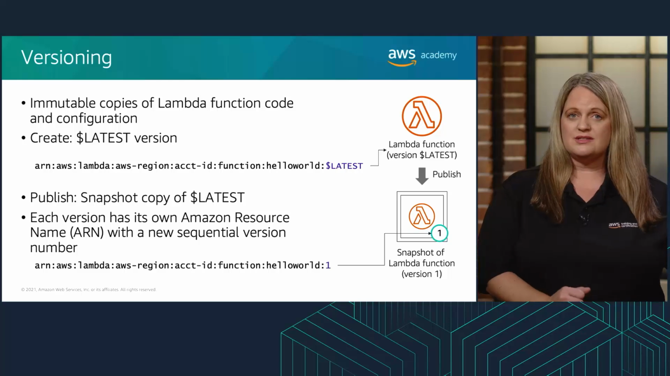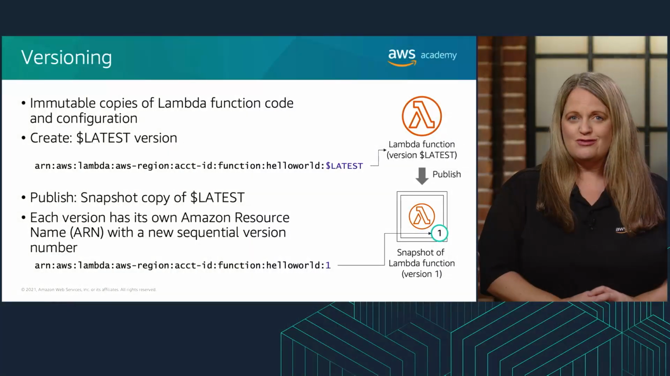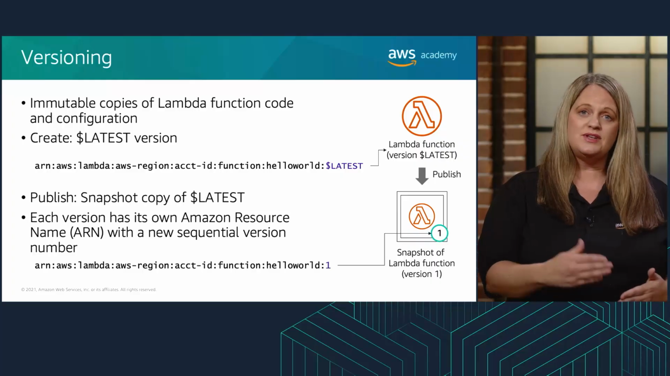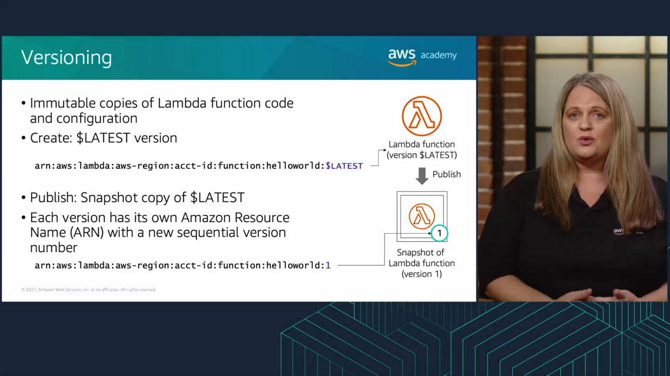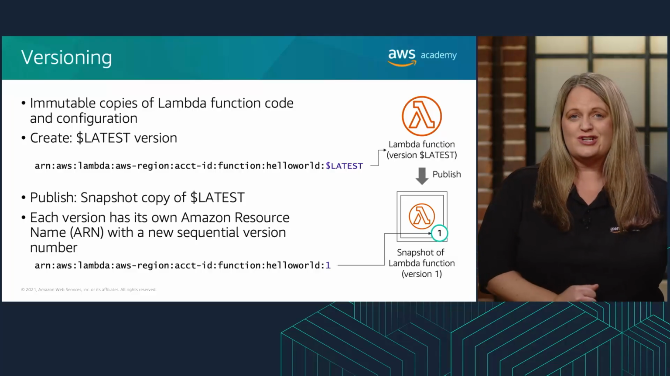Versions are immutable copies of the code and configuration of your Lambda function. Use versioning to publish one or more versions of your function. As a result, you can work with different variations of your Lambda function in your development workflow, such as development, beta, and production. When you create a Lambda function, only one version exists, the $latest version. You can refer to this function by using its Amazon resource name, or ARN. When you publish a new version, Lambda makes a snapshot copy of the $latest version to create the new one. The new version has a unique ARN that includes a new sequential version number.